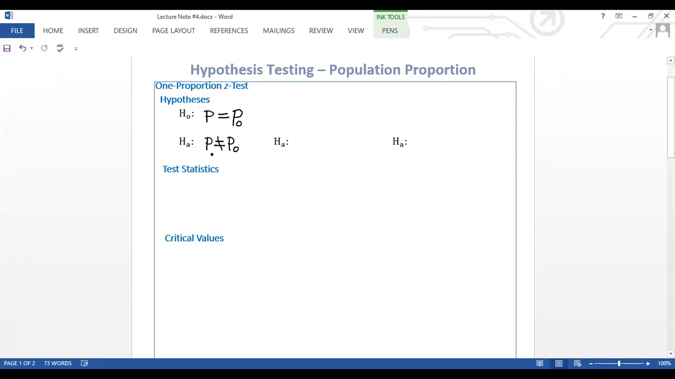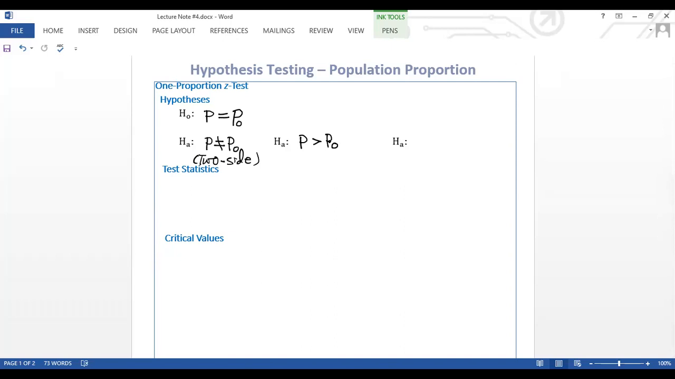And this is what we call a two-side test, because it's not equal to. I could also test greater than or less than. So the next alternative hypothesis you can test is P greater than P0. What does that mean? It means you tell me 35% of the population are smokers.